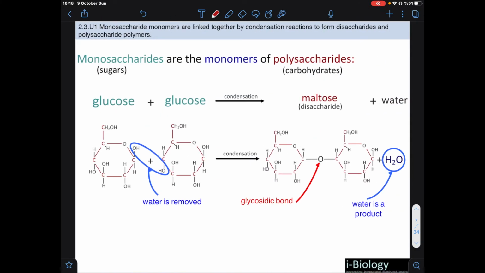So monosaccharides are the monomers of polysaccharides. So these sugars like glucose and galactose and fructose, they go through a condensation reaction to bond and create a disaccharide or a polysaccharide. So in this reaction, we see that 2 glucose monomers have joined through a condensation reaction where water is removed and form the glycosidic bond, creating maltose, a disaccharide. And water is a product of this reaction.